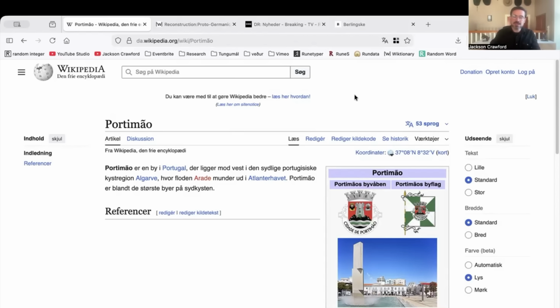Okay, so let's say I'm reading my little article here in Danish Wikipedia. So Portimão er en by, and I'm not going to sound very Danish here. I'm going to stick with the more Swedish-like pronunciation that we focused on earlier. It's easier to learn. Er en by i Portugal. All right, it's a city in Portugal.